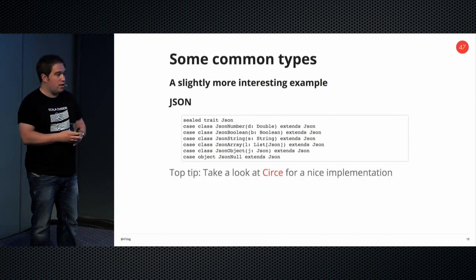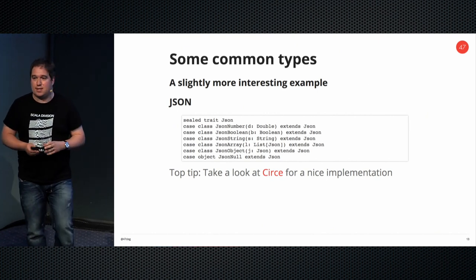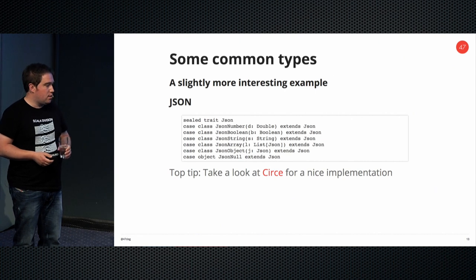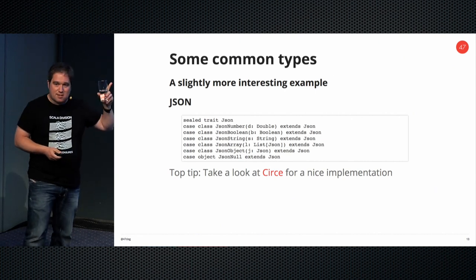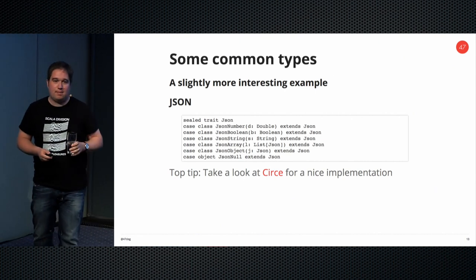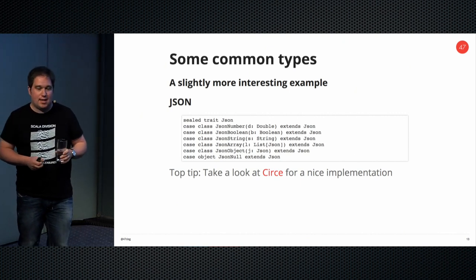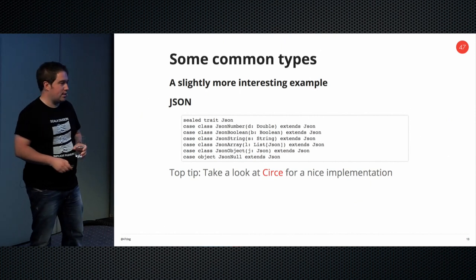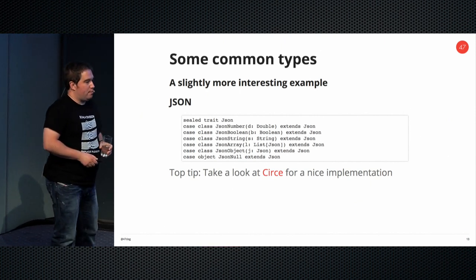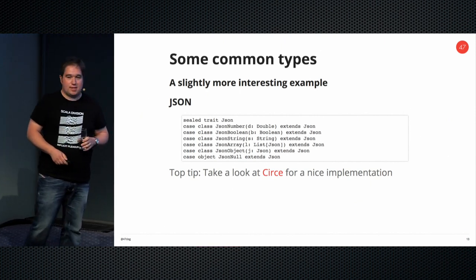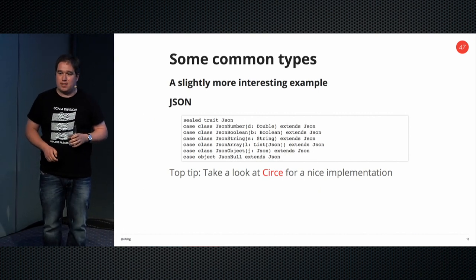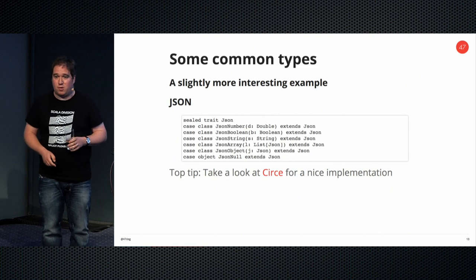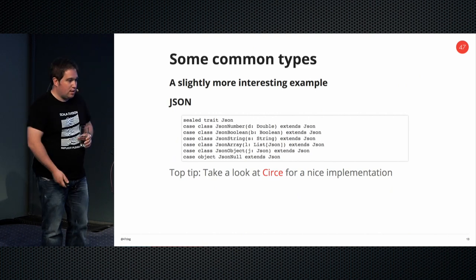And have a look at Circe, if people are aware of that. I think it's in the Typelevel family of projects. This example was kind of inspired by it. It's not exactly the same. Circe actually makes these constructors private for reasons I don't fully understand. But that's quite a nice way of looking at these algebraic data types. And there are plenty of other libraries that do them as well. There's things for S-expressions and the like.